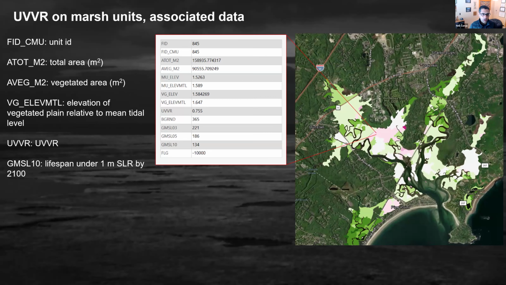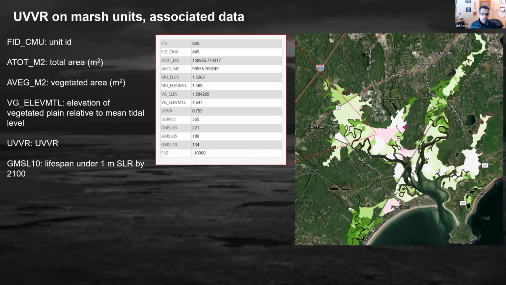We calculate the UVVR, which is just that unvegetated area divided by the vegetated area. So 0.75, that's pretty bad. Again, if you remember on that prior image, it's a heavily ponded, degraded area. And then our lifespan metrics, and an interesting story about the lifespan. This lifespan here, GMSL 10, is the number of years under a 1 meter global sea level rise by 2100. That's the number of years before that marsh unit has been converted entirely to a mudflat, okay?